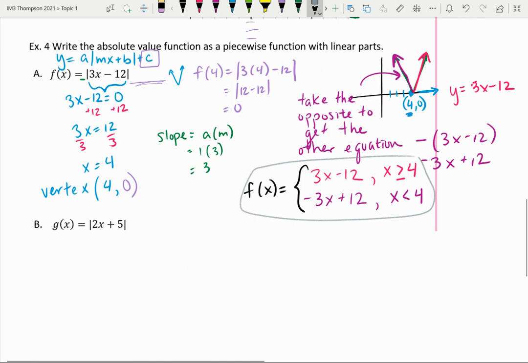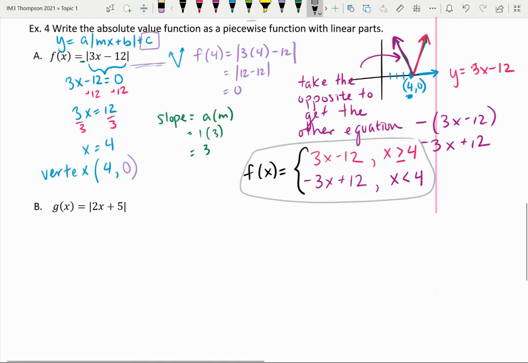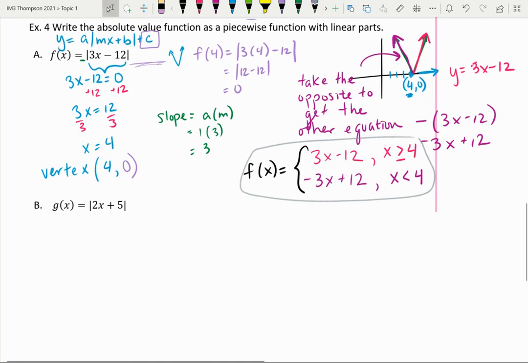So we wrote our own piecewise function from the absolute value function. We're going to do it again. The process is the exact same. If you feel comfortable, you might want to pause this and try this problem on your own. We learn most by learning what we don't know.